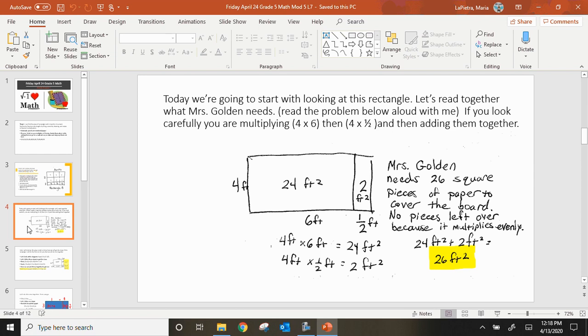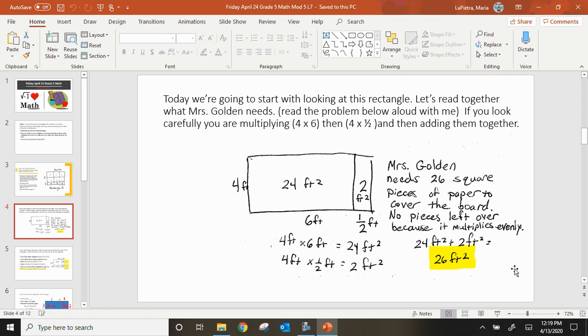Okay, today we're going to start with looking at this rectangle. Let's read together what Mrs. Golden needs. Read the problem below out loud with me right now. Ready? Begin. Mrs. Golden needs 26 square pieces of paper to cover the board. No pieces are left over because it multiplies evenly.